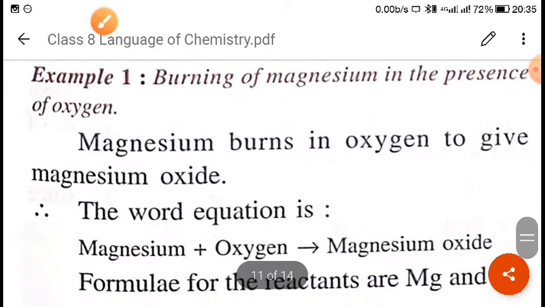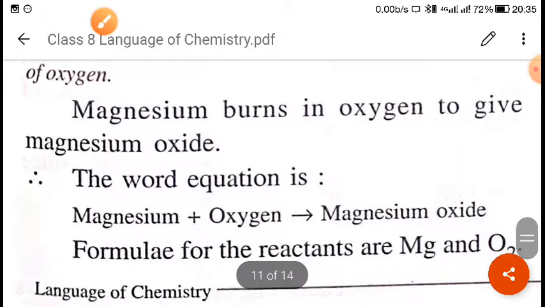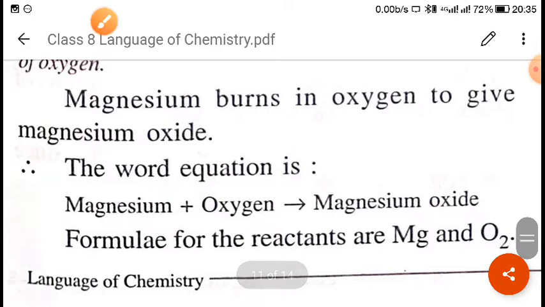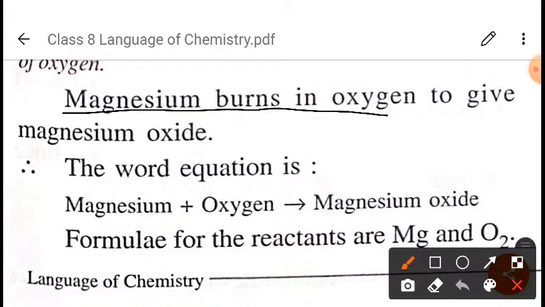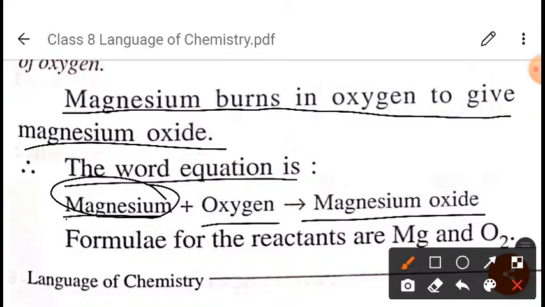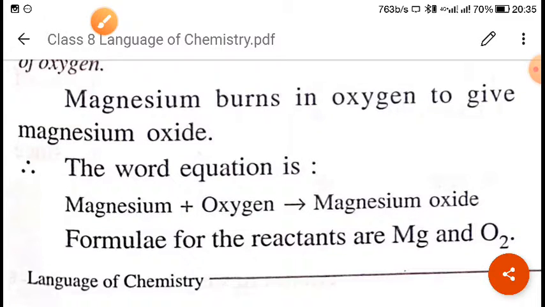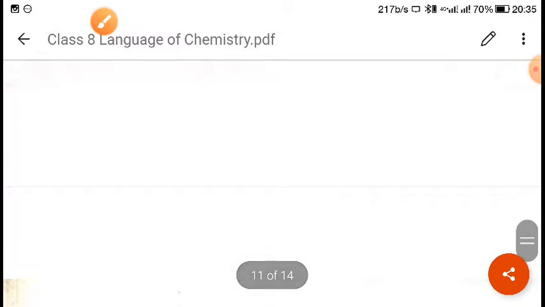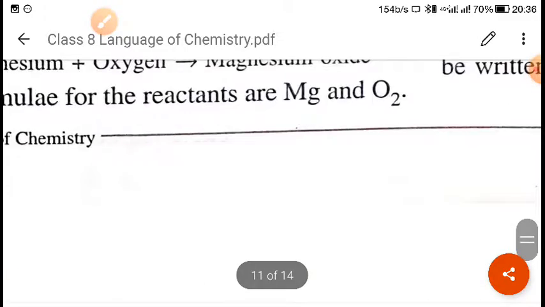So when we talk about the burning of magnesium in presence of oxygen, what will happen? Magnesium burns in oxygen to give what? Magnesium oxide. Okay, so the equation we can write is magnesium plus oxygen will give magnesium oxide. Since we know that magnesium is denoted by Mg and oxygen is denoted by O2, how can we write this in formula form?